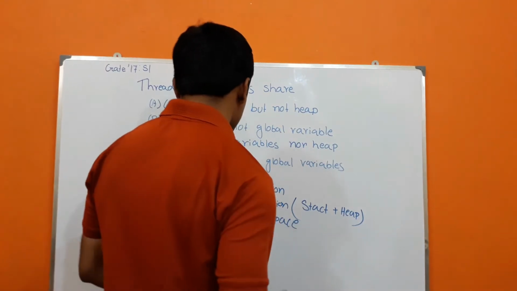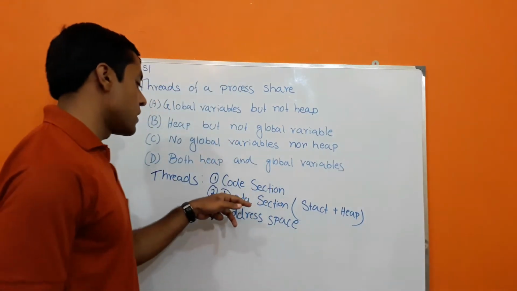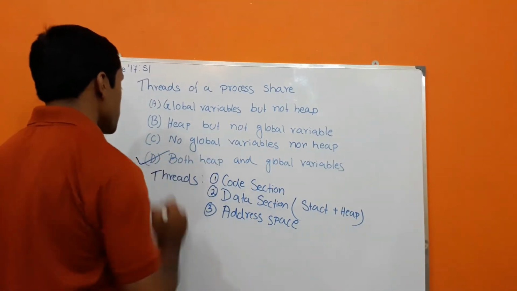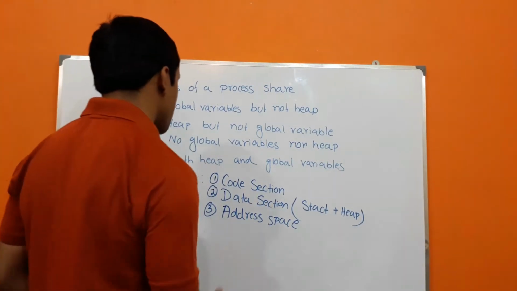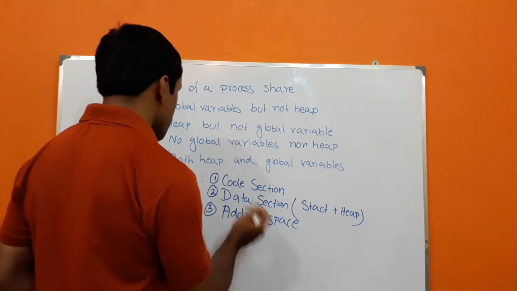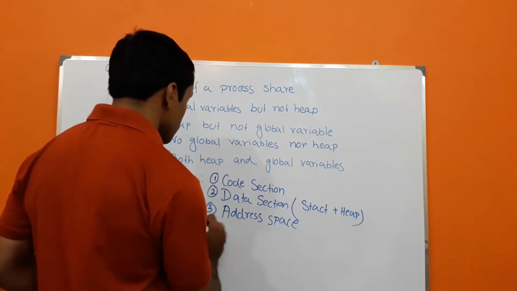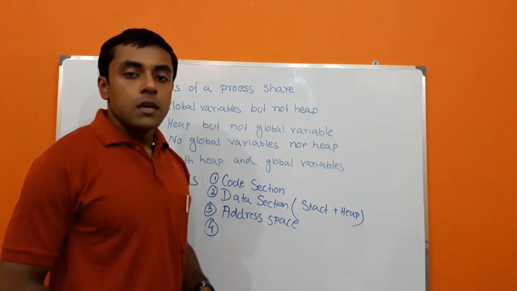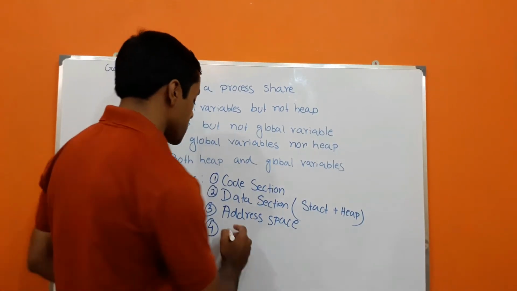See, from the second point, it is very clear that the correct option will be option D. But let's talk about all the things that are shared by a particular thread. The fourth thing that is shared by the threads is permissions.